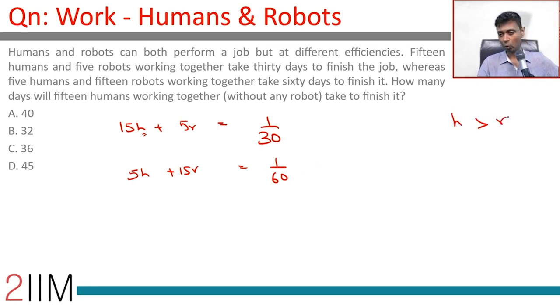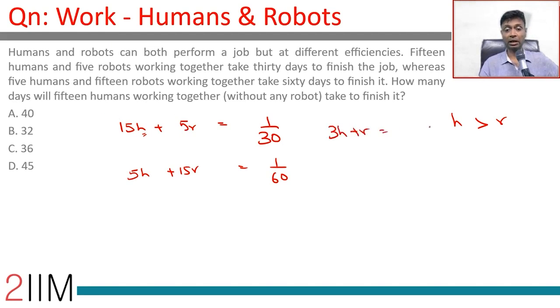You have more robots and fewer humans, the exact same overall number, you take longer to finish it. So human better than robot. Score 1 for Homo sapiens. How many days will 15 humans working together take to finish it? Wonderful question, very simple question. So 15h plus 5r is 1 by 30, 5h plus 15r is 1 by 60. Find h, find 15h, what will that correspond to? You've got your answer. And so I'm going to divide this equation by 5.